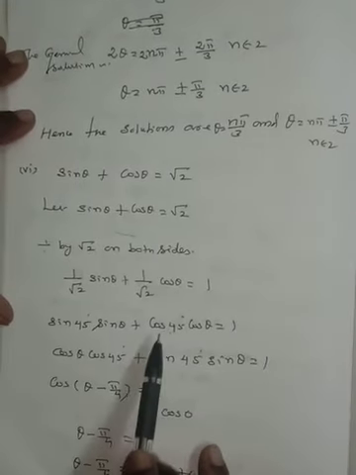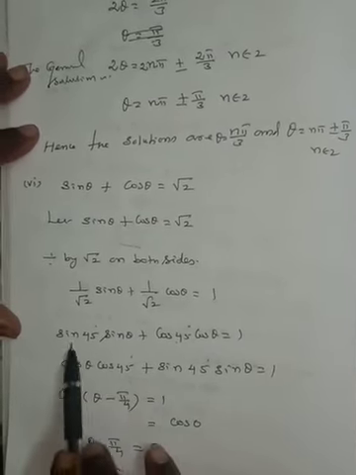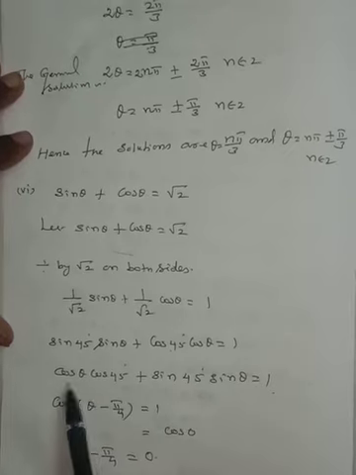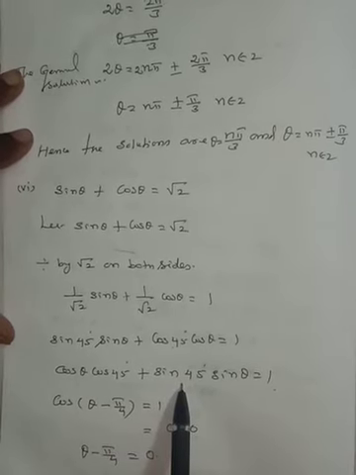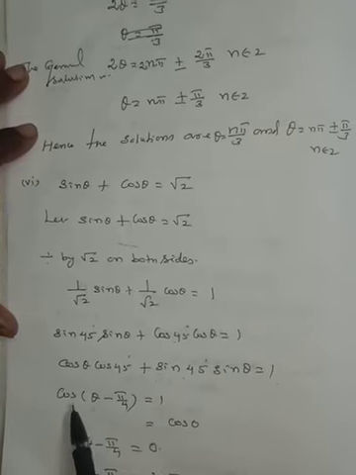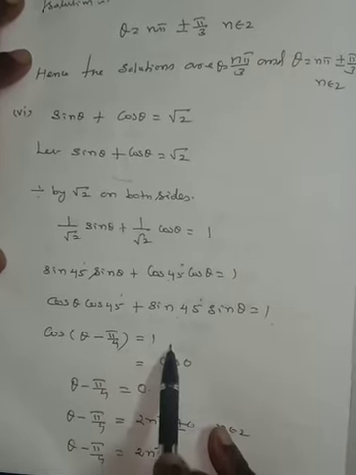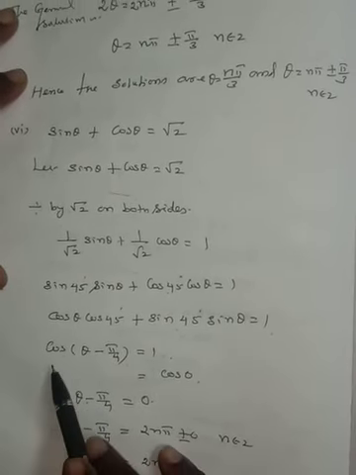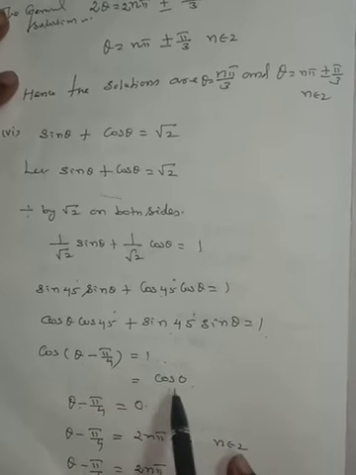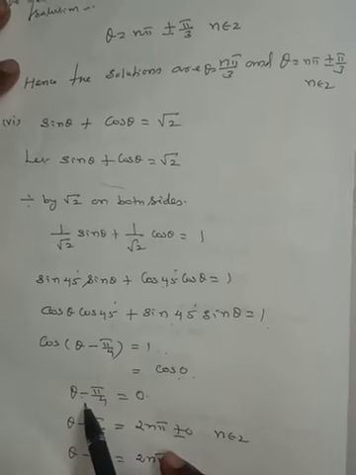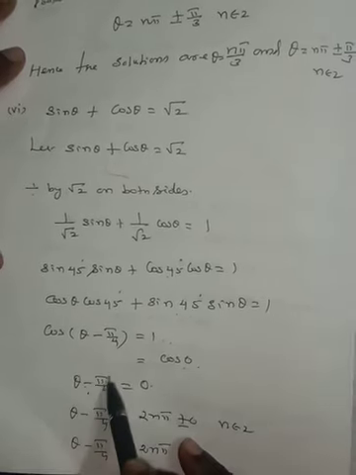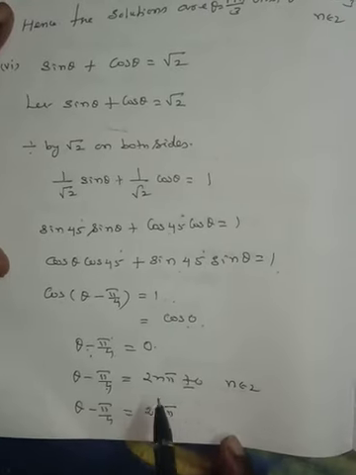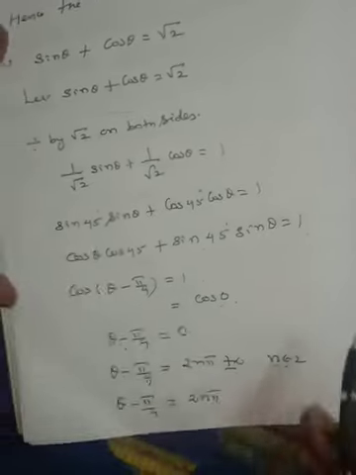Okay. Next, cos 45 cos theta plus sin 45 sin theta will be 1. The left hand side, cos theta cos 45 plus sin theta sin 45, is cos of theta minus pi by 4 is equal to 1. Now 1 means cos 0. Therefore cos of theta minus pi by 4 is equal to cos 0. In this case theta minus pi by 4 is equal to 0. Theta minus pi by 4 is equal to 2n pi plus or minus 0, n is an element of integer. This is the general solution.